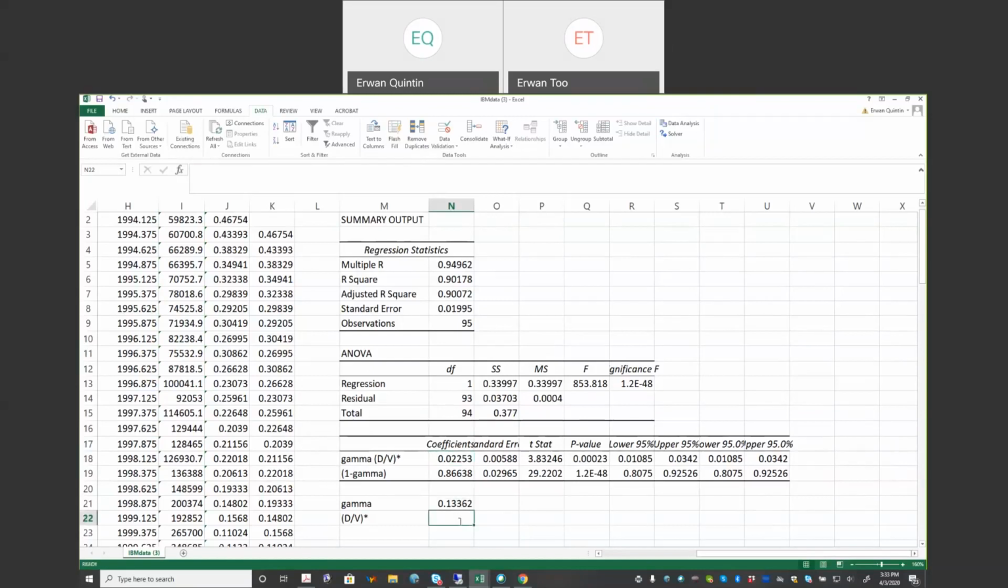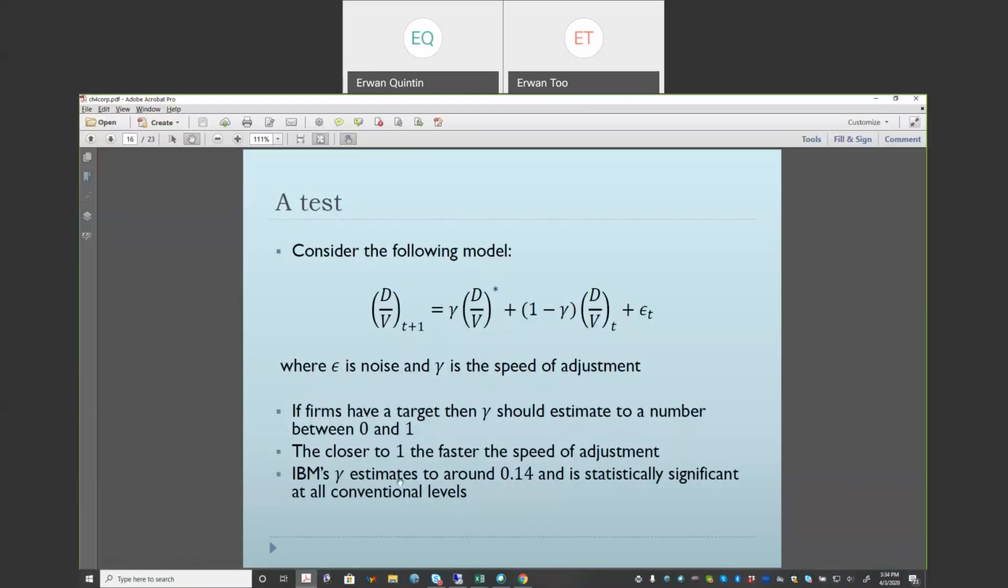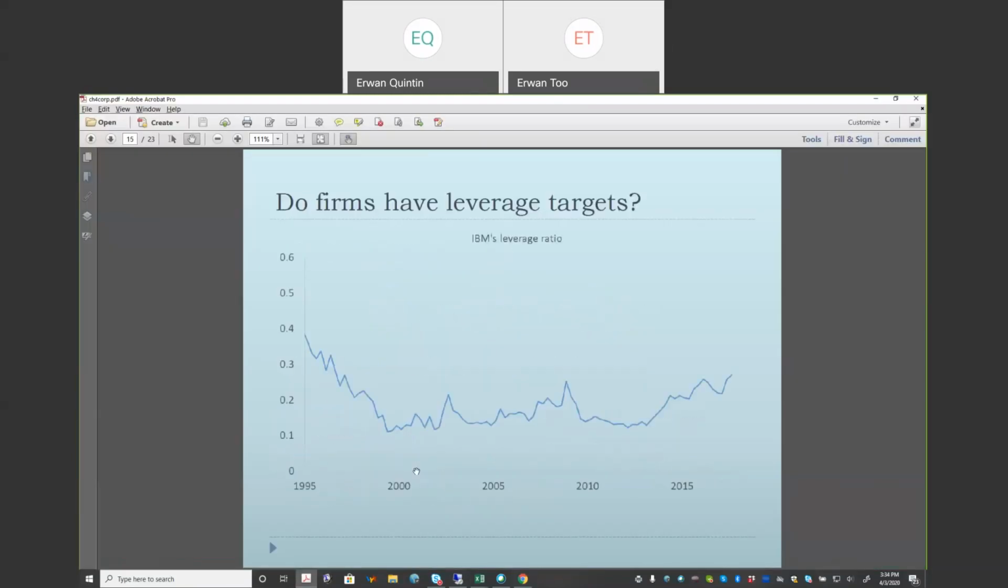So I can just take my constant, 0.02, and divide it by my estimate of gamma, and this is in turn going to give me an estimate of IBM's target leverage ratio. And the estimated target leverage ratio of IBM, according to all the data that I have, is about 17%. And that makes sense, right? Because if I look at IBM's raw data, 17% is right here.